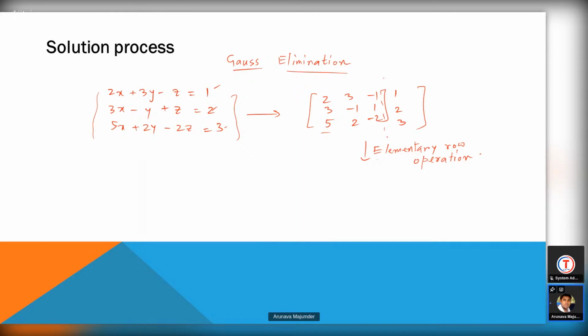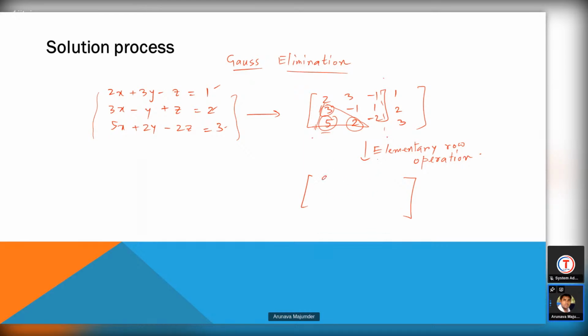There are column operations, there are row operations, many operations are there, to transform this matrix to an equivalent matrix. Now what we need to do in the Gauss elimination method is, you can see this lower triangle part, you need to have this element, this element, and this element, you need to convert them to zero.